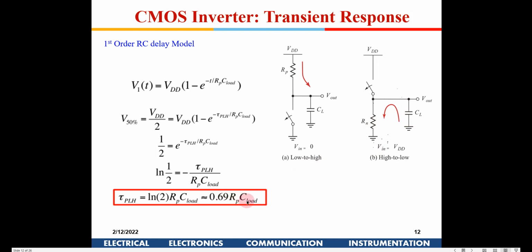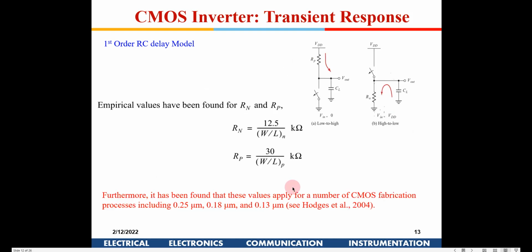Now, what is the value of RP? C load depends on the loads upon the fan out also. So what about RP and Rn? They are generally empirical values. This is the general formula which we use to compute Rn and RP, which is 12.5 divided by W by L for n, and W by L for p, for RP. So this is an empirical value, and you can model this PMOS as an RP whose value is given by this equation.